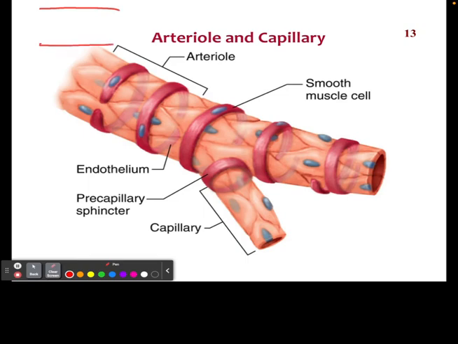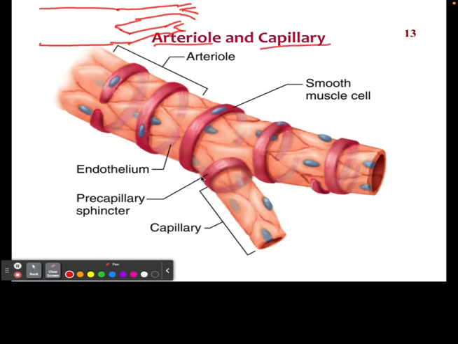As time goes on, they're going to continue to branch out and get smaller until eventually they get small enough to where we give them a different name. And in this case, my picture's not that great. In this case, we call these arterioles. These arterioles are like very small arteries that carry oxygenated blood towards the capillary, just as you see here. So here's an arteriole, and it continues to get smaller and smaller. Eventually, it becomes a capillary.